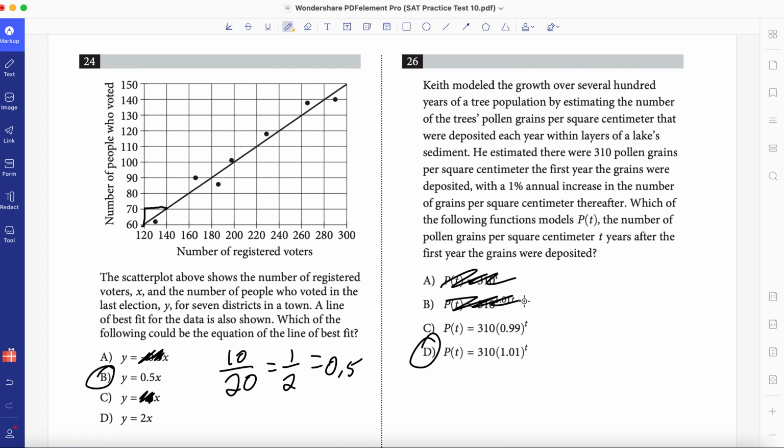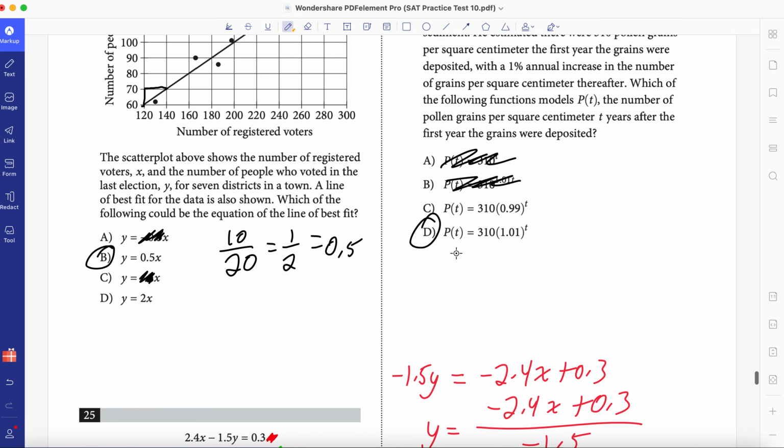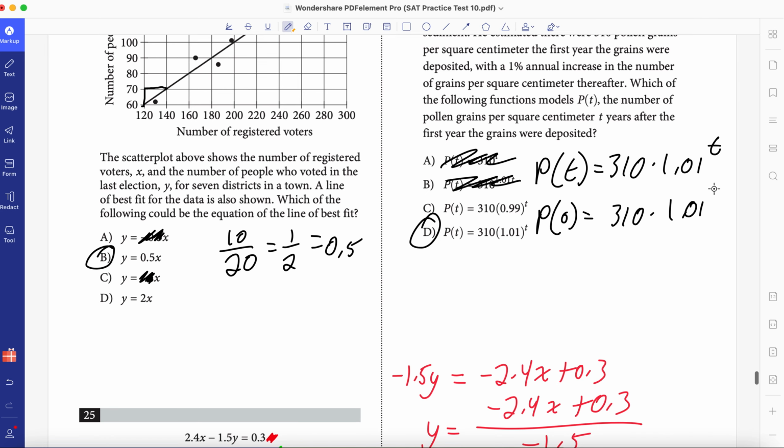And then I'm just running through a little bit of the intuition behind this, because we have P of t equals 310 times 1.01 to the t. For the first, without any time passing, and year 0, it's going to be 310 times 1.01 to the 0. This just equals 1, so this is going to equal 310. So without any time passing, we have 310.